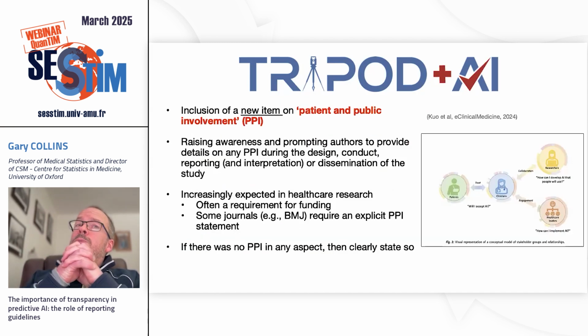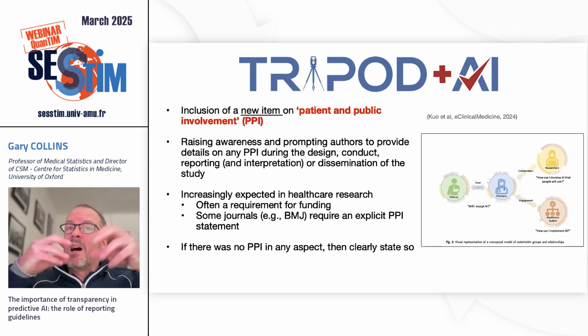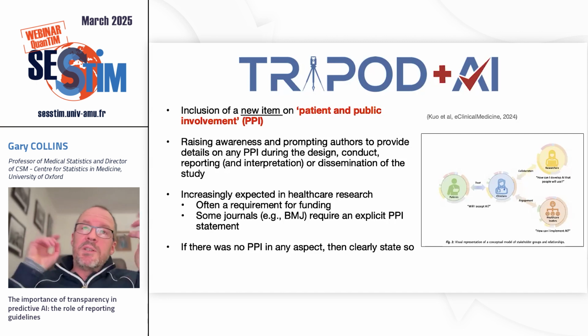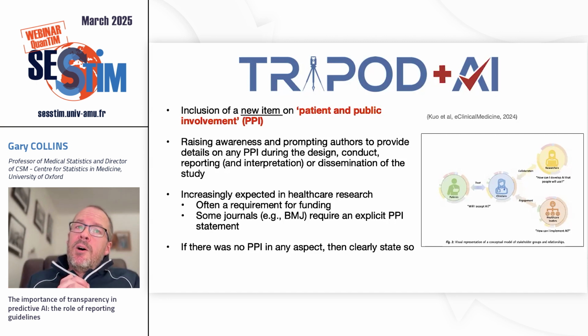In the new checklist, we also have an item on public and patient involvement. Increasingly, at least in the UK and I think elsewhere as well, there's an expectation that you have PPI involvement in your study. That could be from the design, conduct, reporting, or dissemination of your study. Often it's a requirement for funding that you engage with PPI, and some journals like the BMJ, for example, explicitly ask you to say how PPI was involved in your research.